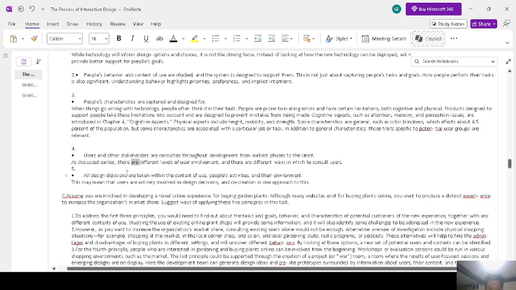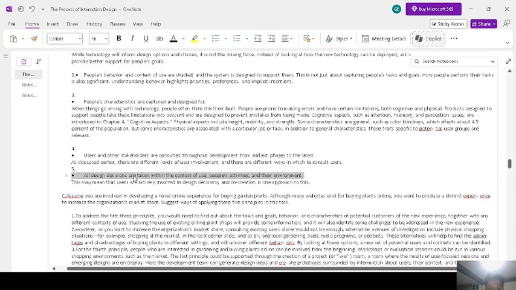Users and other stakeholders are consulted throughout development from earliest phases to the latest. As discussed earlier, there are different levels of user involvement and there are different ways in which to consult users. So users, and not just users, all the stakeholders. Later we will discuss. Stakeholders are the people that are affected directly and indirectly by your product. So there are different levels of user involvement, how much they were involved, and there are different ways in which to consult users.